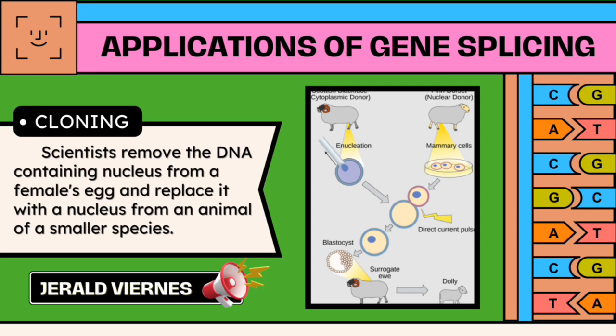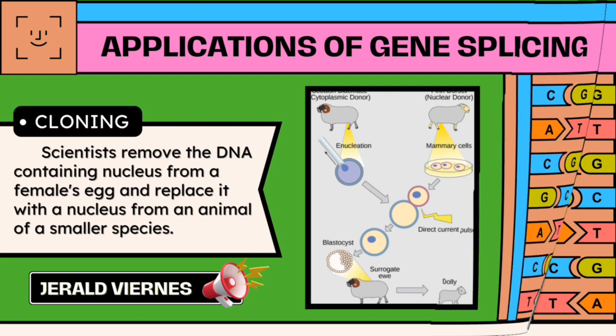Applications of gene splicing. Cloning. Scientists remove the DNA-containing nucleus from a female's egg and replace it with a nucleus from an animal of a smaller species.